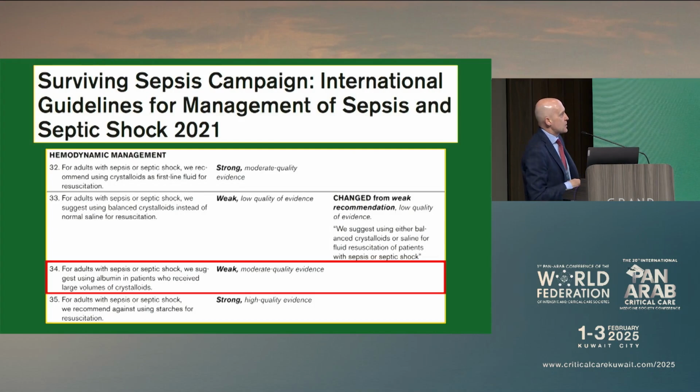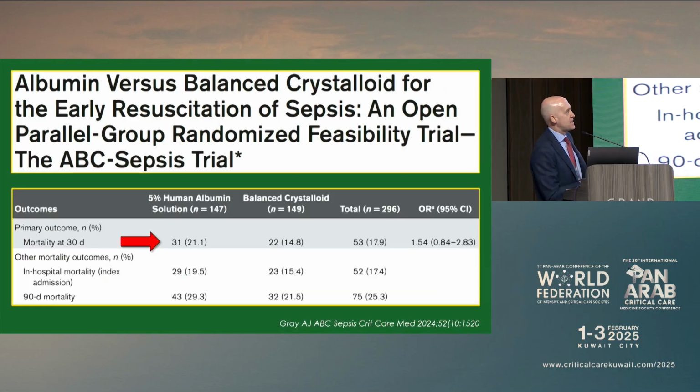And if you look at the clinical practice guidelines, 2021 Surviving Sepsis, you can see here that there is a weak recommendation for using albumin in patients who received large volumes of crystalloids. Now, the fourth talk this morning in this session will be on albumin by Dr. Nazir, so I'm not going to go into it in too much detail, but I wanted to highlight a couple of trials that have been published very recently.